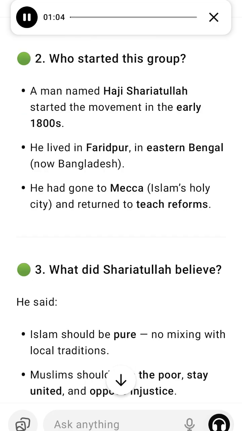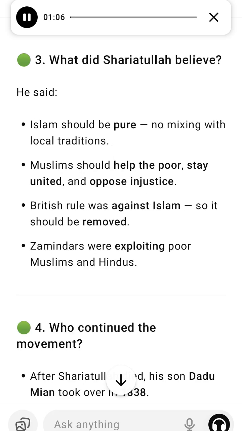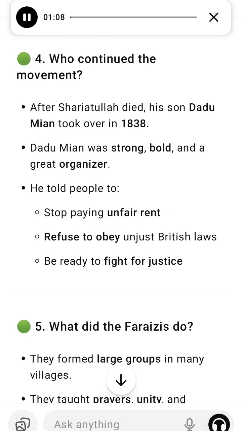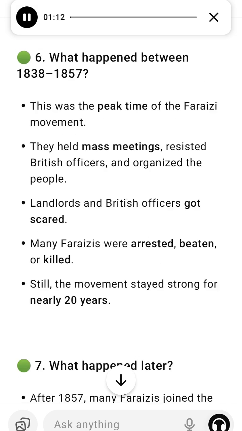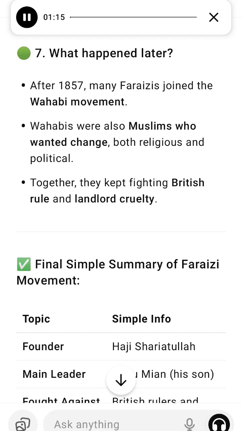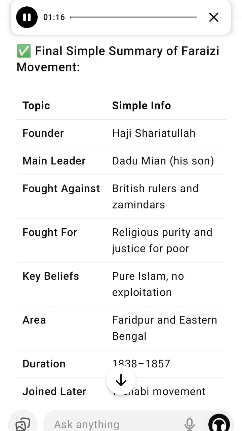Who started it and why? The movement was founded by Karam Shah, a respected spiritual leader. He gathered poor people, both Muslims and Hindus, and taught them to follow a peaceful, equal, and spiritual life. At that time, British rule had strengthened the power of zamindars, landlords, who exploited poor farmers by demanding very high rents. These farmers, called tenants, had no protection and were often punished or evicted if they couldn't pay rent.